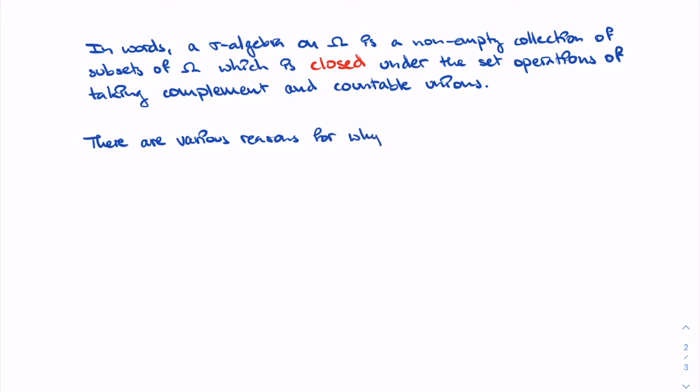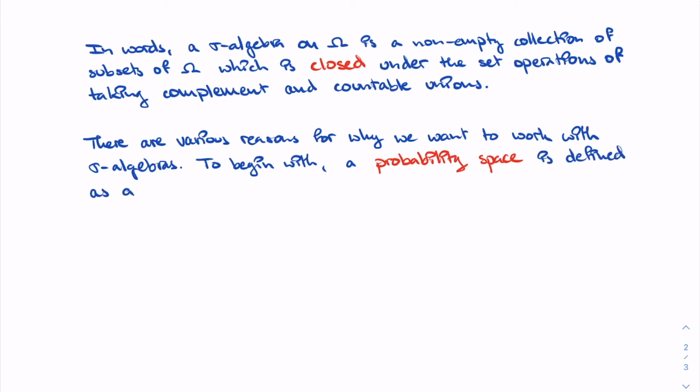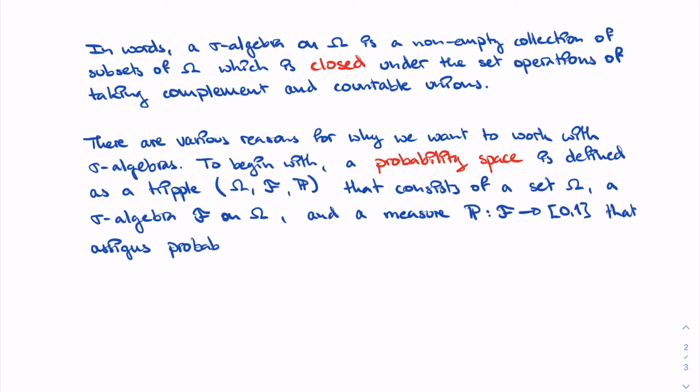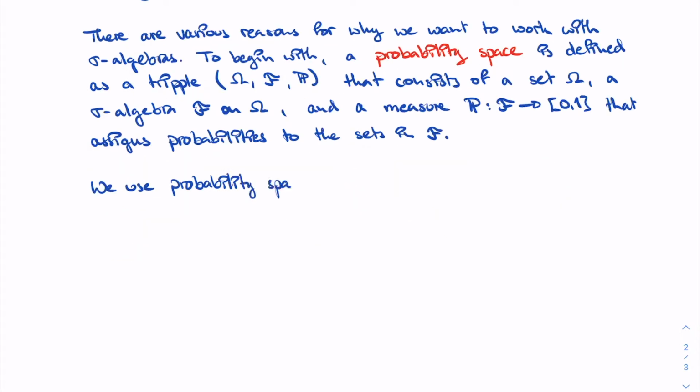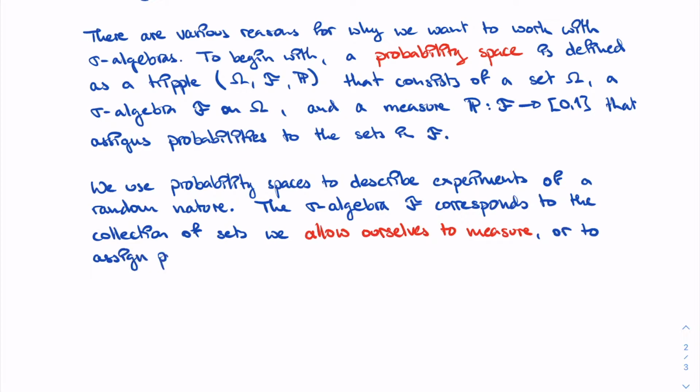There are various reasons why we want to work with sigma-algebras. To begin with, a probability space is a triple that consists of a set omega, a sigma-algebra on omega, and a measure that assigns probabilities to the sets in the sigma-algebra. We use probability spaces to describe experiments of a random nature. The sigma-algebra in the probability space corresponds to the collection of sets that we allow ourselves to measure or assign probabilities to.